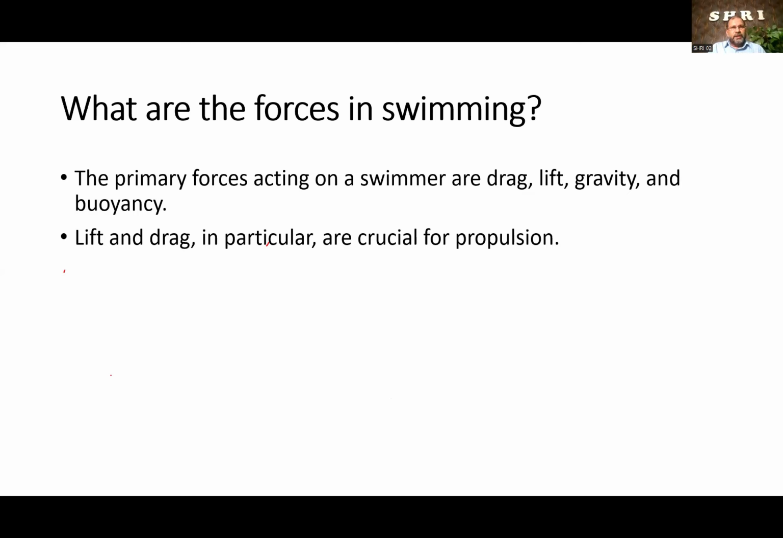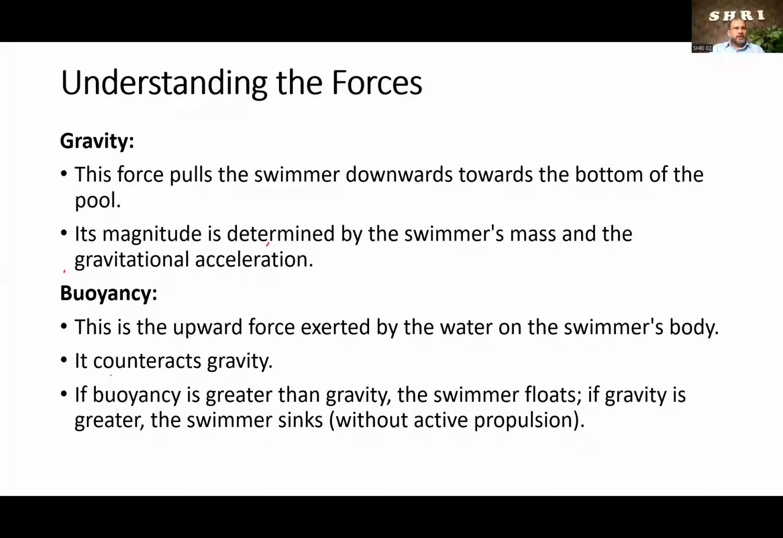The primary forces acting on a swimmer are drag force, lift, gravity and buoyancy. So you could have heard these words. So these are the forces acting on a swimmer. So lift and drag in particular are crucial for propulsion, that is for forward movement. So lift force and the drag force are very important for propulsion of the body in the water. So now we will see one by one the forces acting on a swimmer.